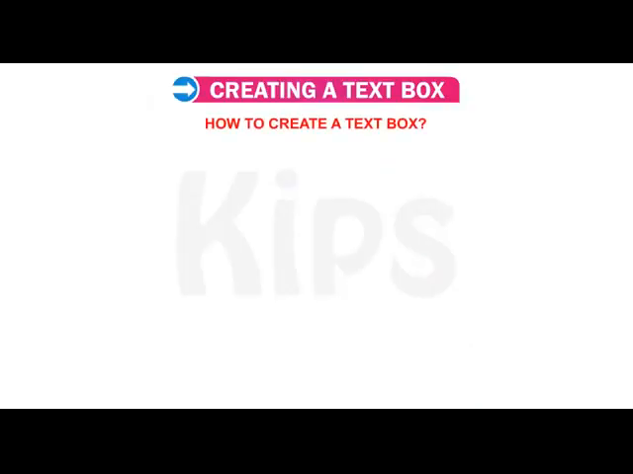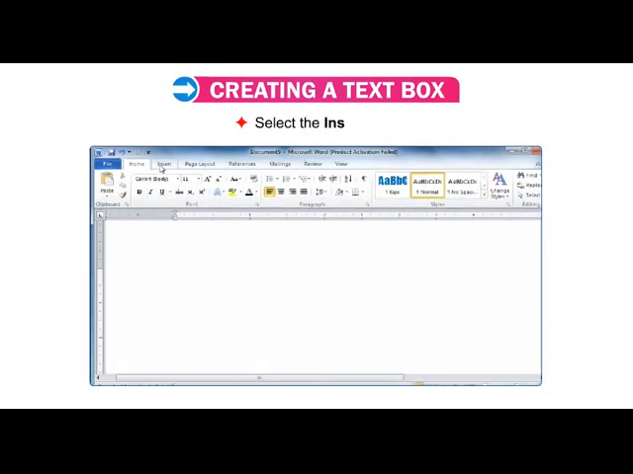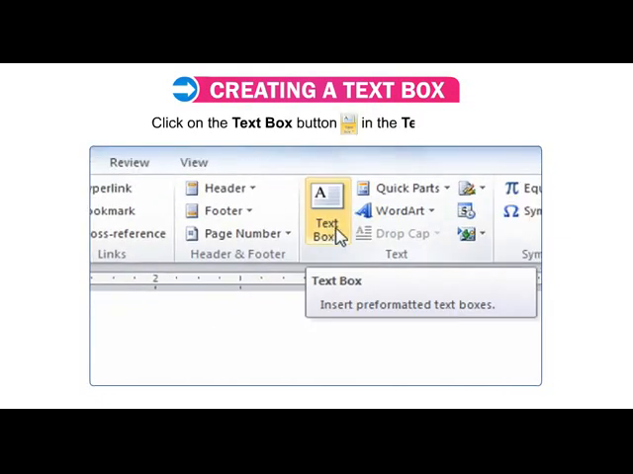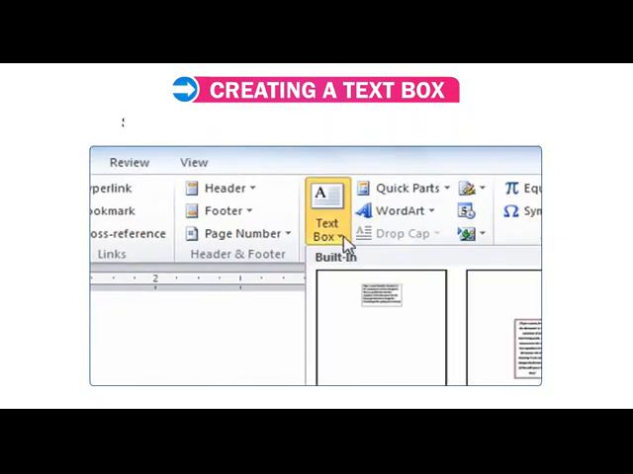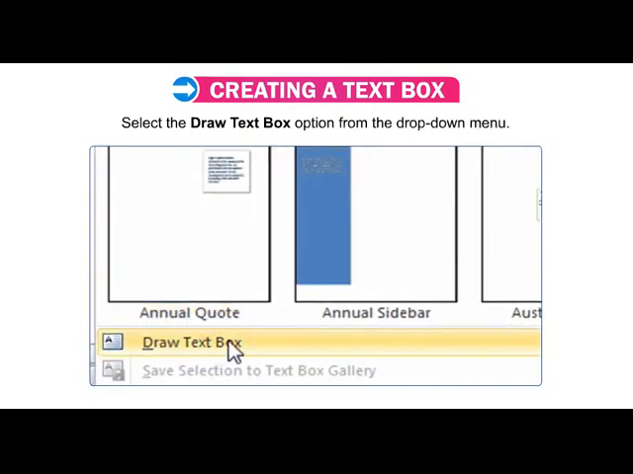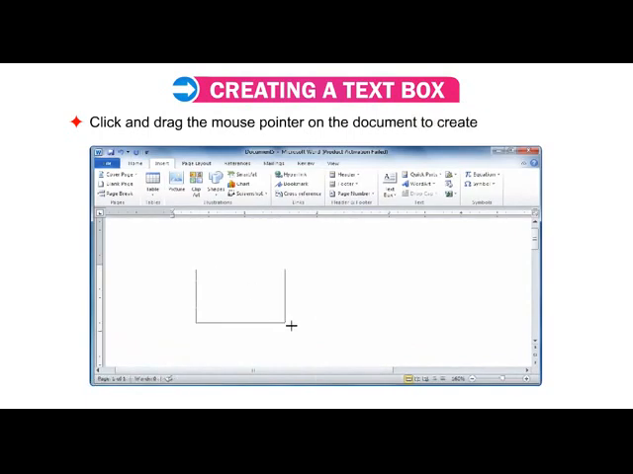Now I will tell you how to create text box. Select the Insert tab. Click on the text box button in the text group. Select the Draw Text Box option from the drop-down menu. Click and drag the mouse pointer on the document to create the text box.